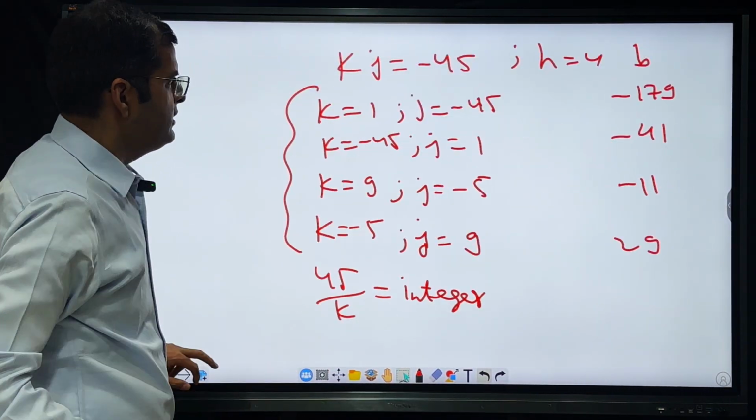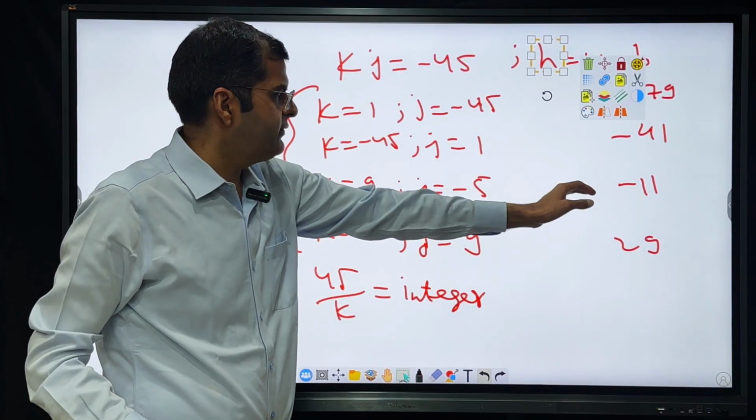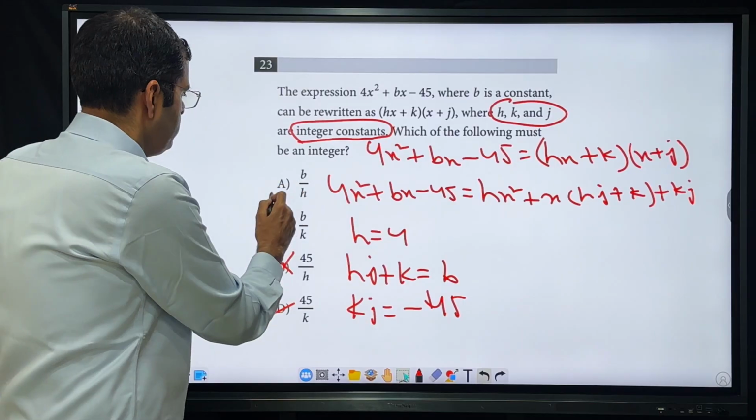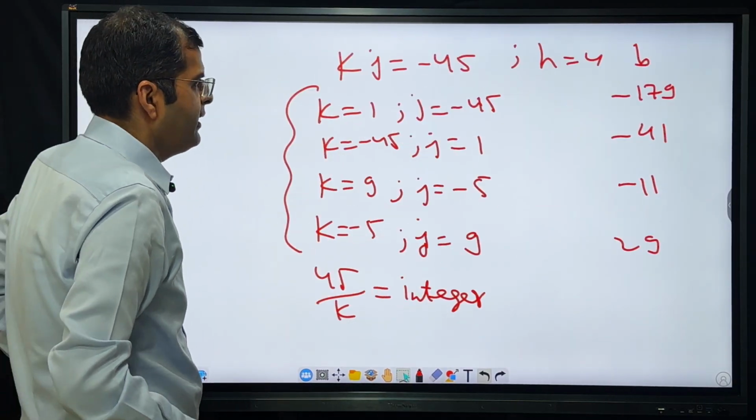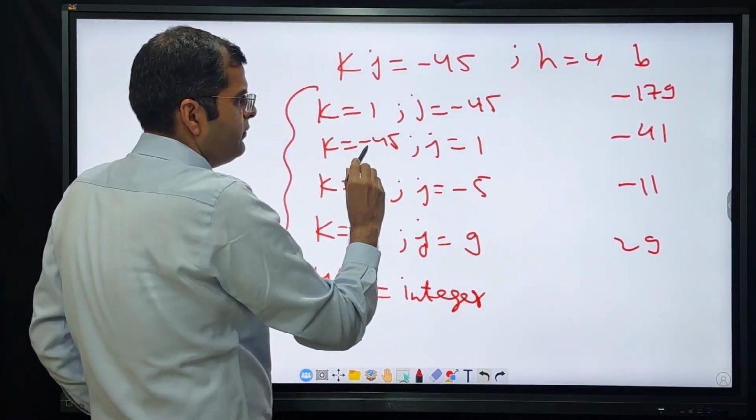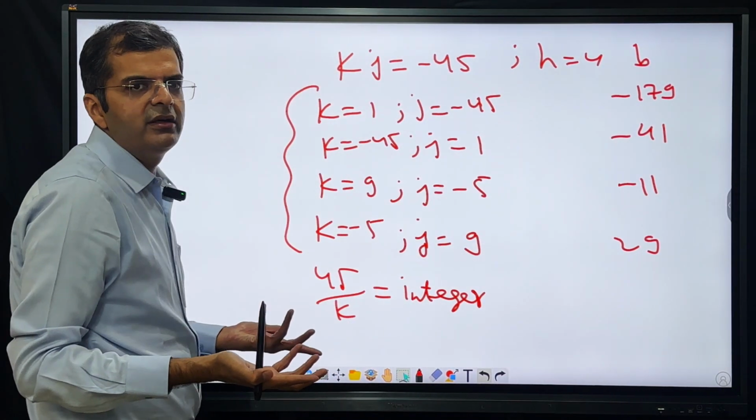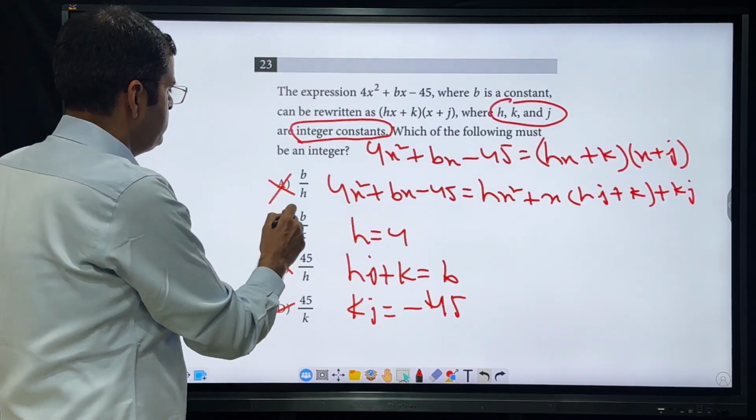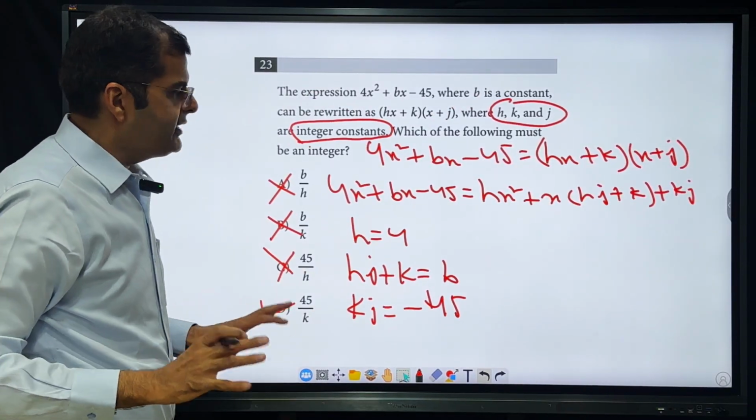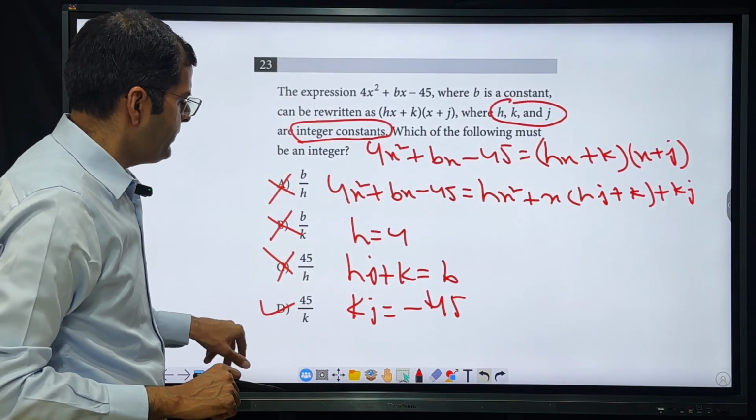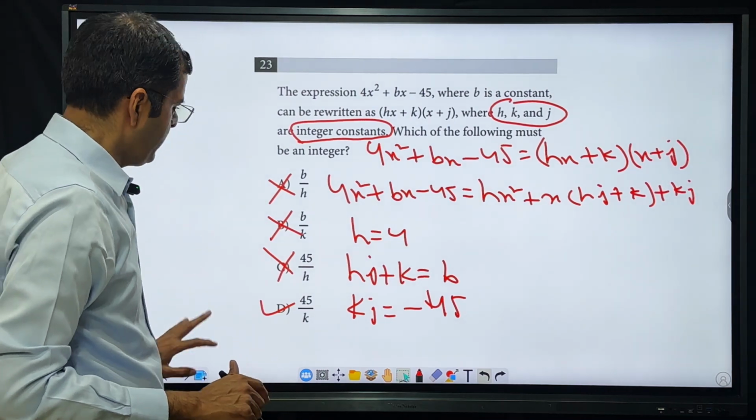So b by h is not always an integer. In fact, b by h is not an integer any of the time. So this option is also ruled out. And then b by k, minus 179 by 1 is an integer, but minus 41 by minus 45 is not an integer. So you can't say that b by k must be an integer. So this option is also ruled out. But again, as I told you, in the exam I'll scan the options and see that this option is coming out to be true. So I'll quickly mark it and move ahead.